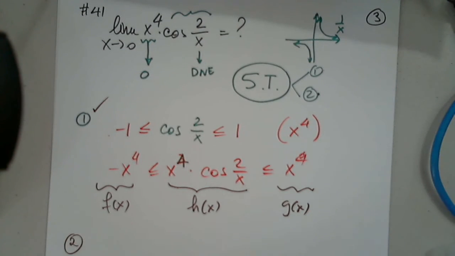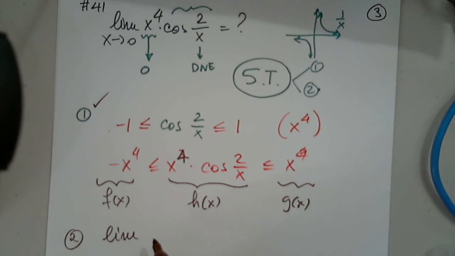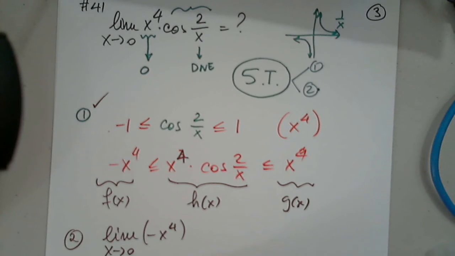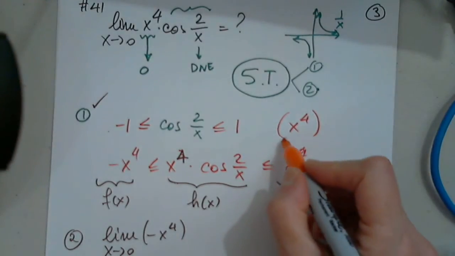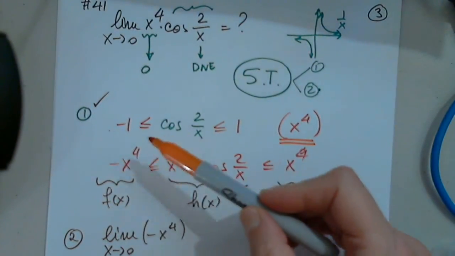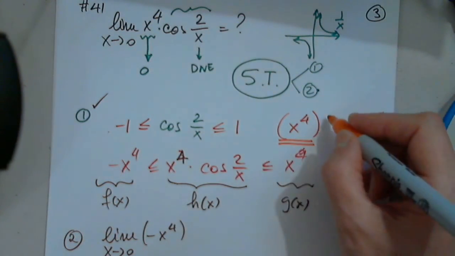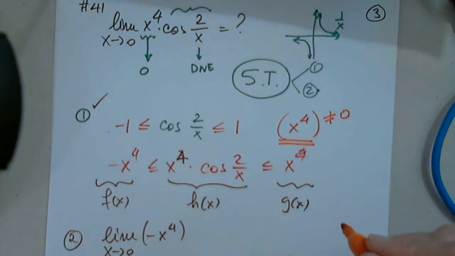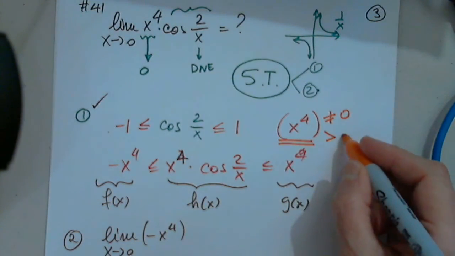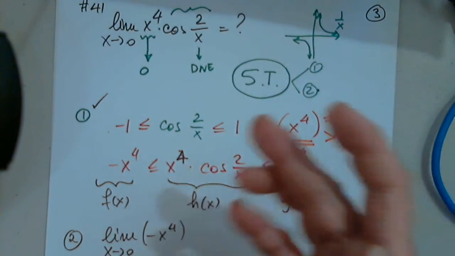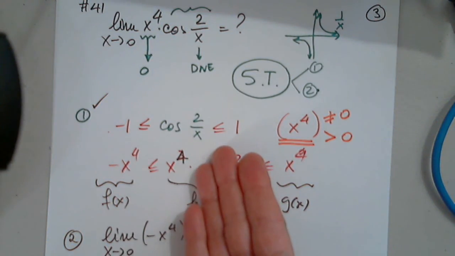Now step number 2, we have to find the limit of f of x, of course when x approaches 0, and we have to find the limit of x to the 4th as x approaches 0. I want to make a comment here, come back to this x to the 4th. When we multiply all sides, both sides or 3 sides of an inequality by a quantity, we have to make sure that this is not 0, and we also have to make sure that it's positive.